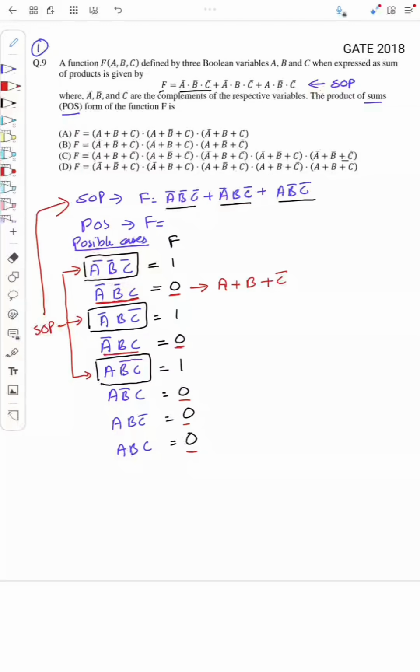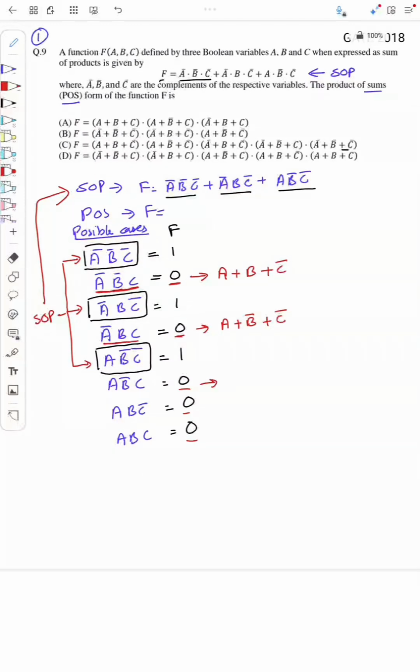Then similarly here, for this term the conjugate of a bar is a, plus the conjugate of b is b bar, plus the conjugate of c is c bar, right? Likewise here, the conjugate of a is a bar, plus the conjugate of b bar is b, plus the conjugate of c is c bar, and so on. So here a bar plus b bar plus c, and here it is a bar plus b bar plus c bar. Okay, so what is POS?